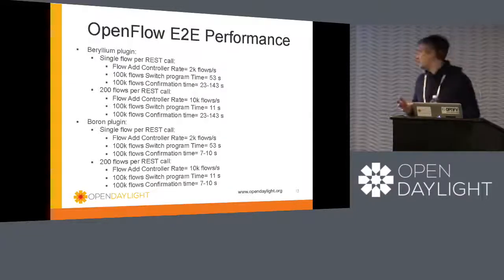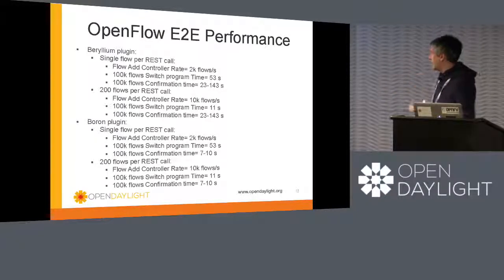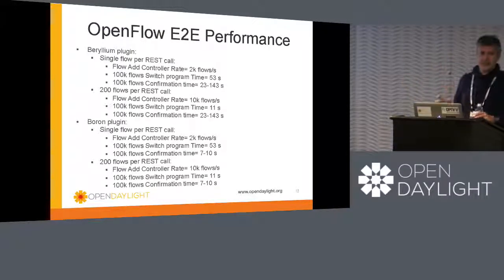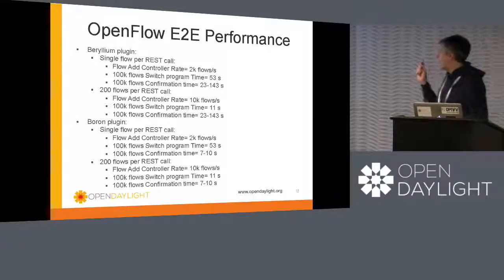If you do that, and you see there are 200 flows in one REST call, your number multiplies by more or less five times. So this is also something interesting. If you are writing applications on top of OpenDaylight, you can accumulate flows in a single request, and then you get 5 times more performance. And that is shown in this picture.